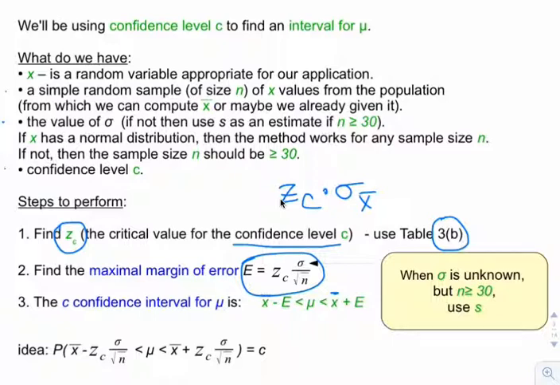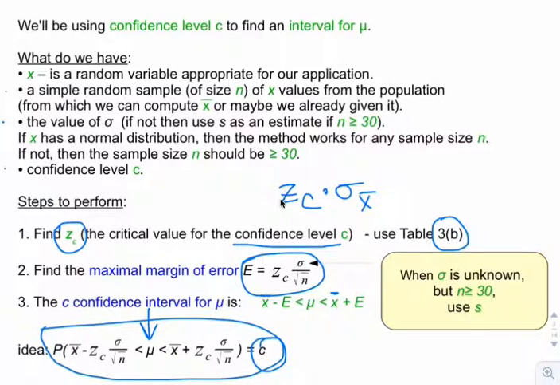So the idea is that the probability that the population mean is actually between these two values is C. The probability that your mean is in this interval is C. So you're 98% sure that the mean is in this interval, for example.